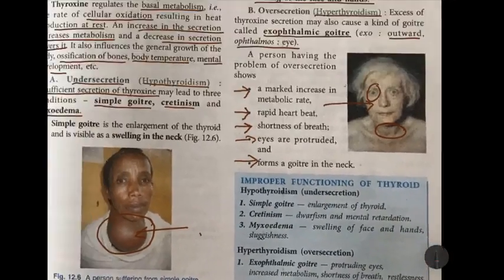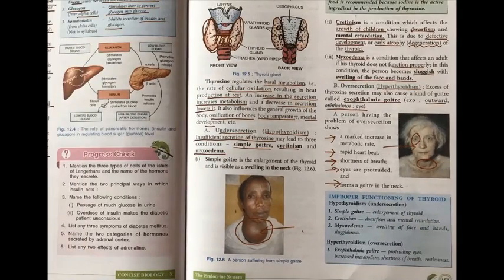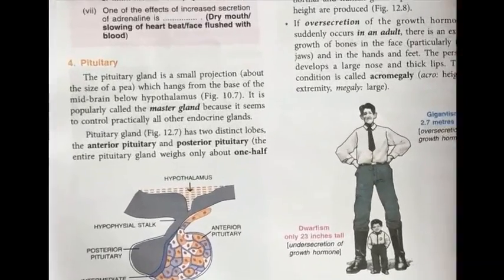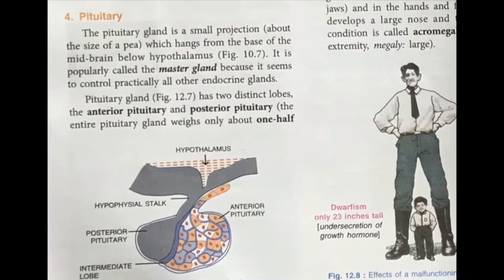Okay, so next we move on to the pituitary. Pituitary gland is a small projection about the size of a pea. And where do you find it? You find it in the midbrain. It is hanging from the base of the midbrain, that is the middle brain, just below the hypothalamus.